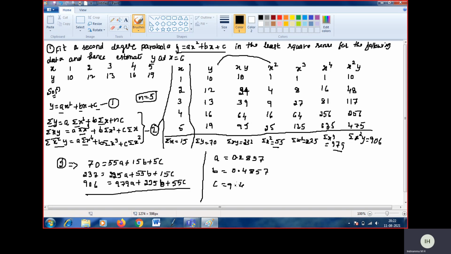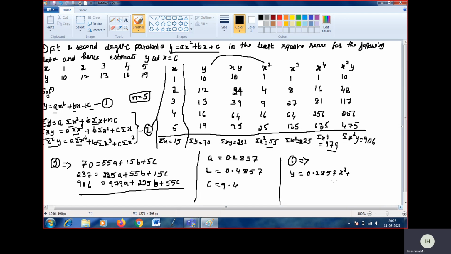After finding these values, substitute in the equation 1. Therefore, equation 1 becomes y is equal to a, 0.2857 into x square plus b. What is b? b is 0.4857 into x. Ax square plus bx plus c. What is c? 9.4. Okay, this is the required second degree parabola for the data.